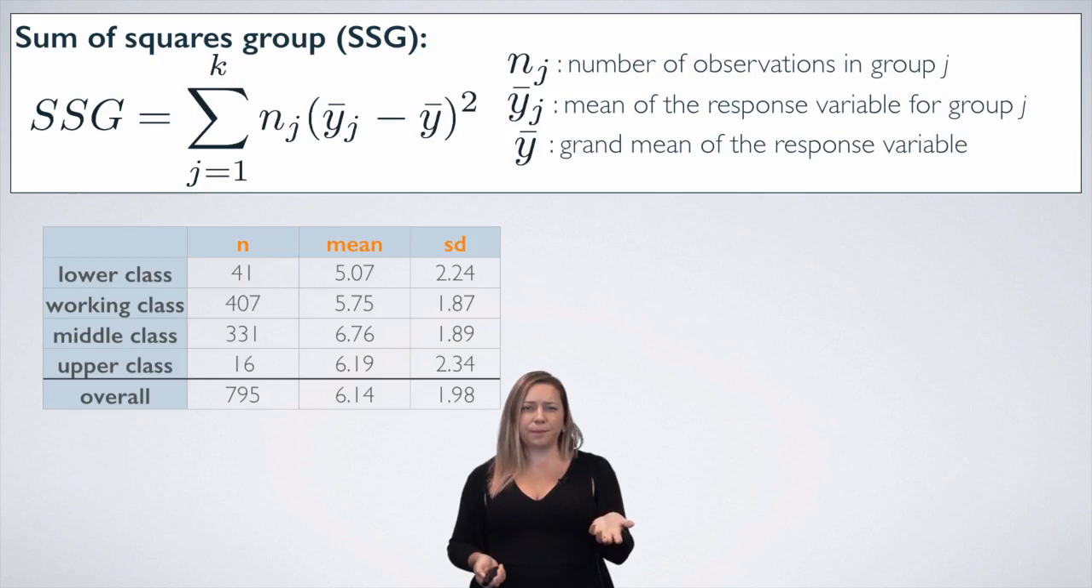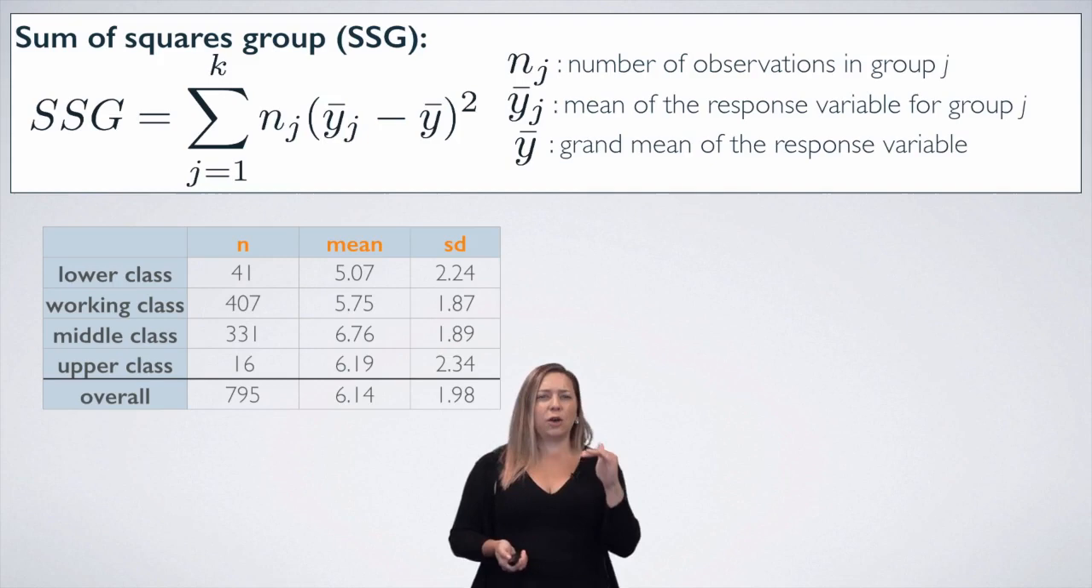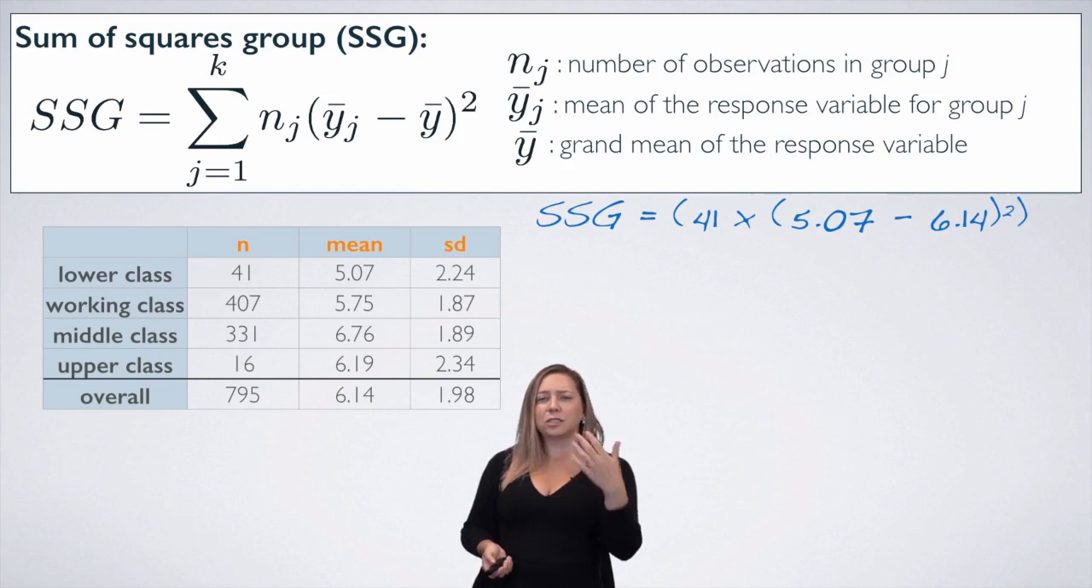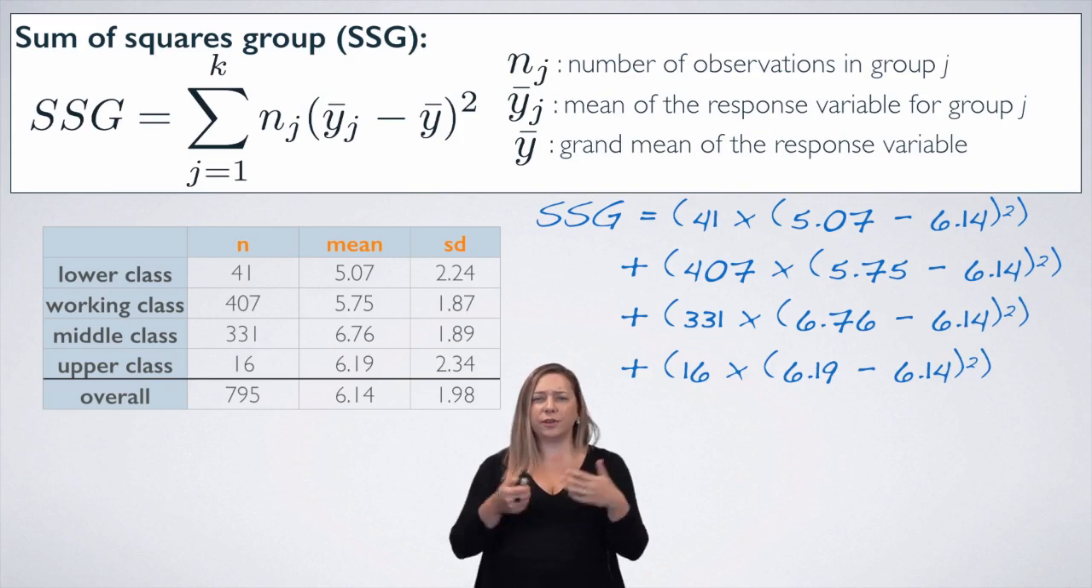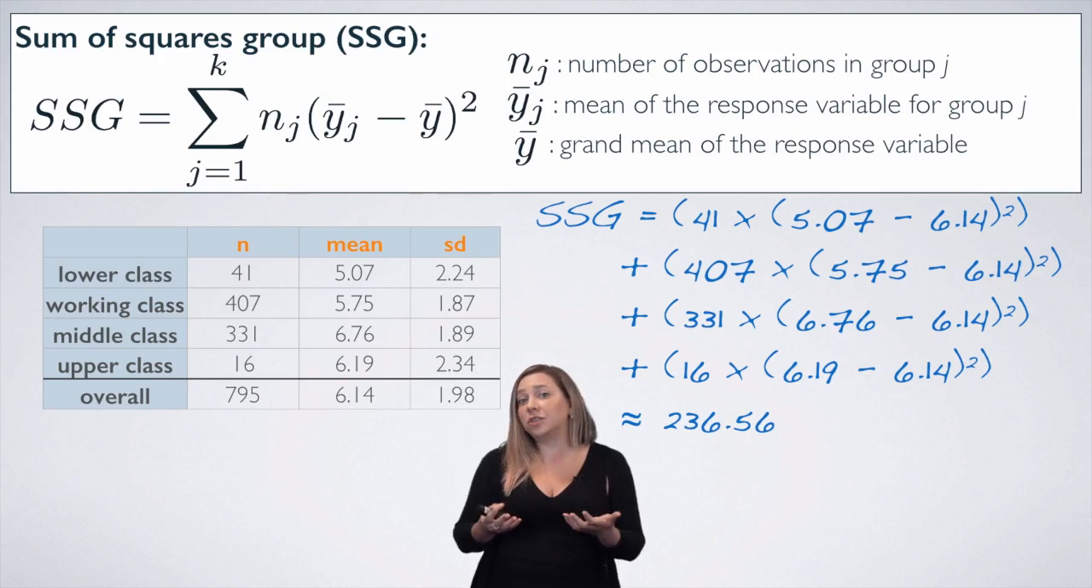Here's a summary table that's going to help us. The lower class group has a mean of 5.07. We subtract from that the grand mean of 6.14, square that value, multiply it by the sample size for that group of 41. We do the same thing for all of our groups and arrive at the sum of squares group of 230.56, which on its own is not a meaningful number, but it's interesting how it compares to the total sum of squares we calculated earlier.